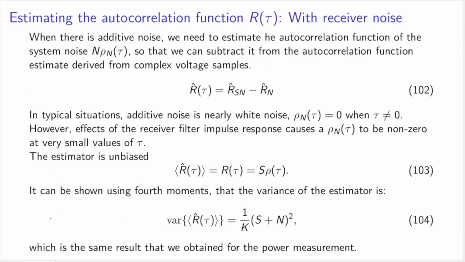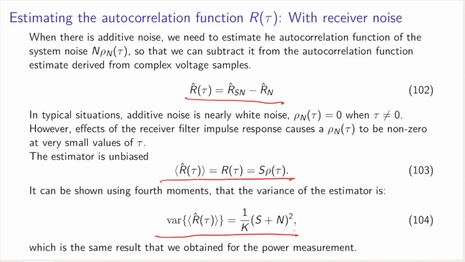When estimating the autocorrelation function in the presence of receiver noise, we again first have to make an estimate of the autocorrelation function of the received complex voltage without the presence of ionospheric echoes, which we then subtract from our estimate of the autocorrelation function in the presence of receiver noise and ionospheric echoes. This estimator can be shown to be unbiased, and it estimates the true autocorrelation function of ionospheric plasma. We can also derive the variance of this estimator, which is given in equation 104.